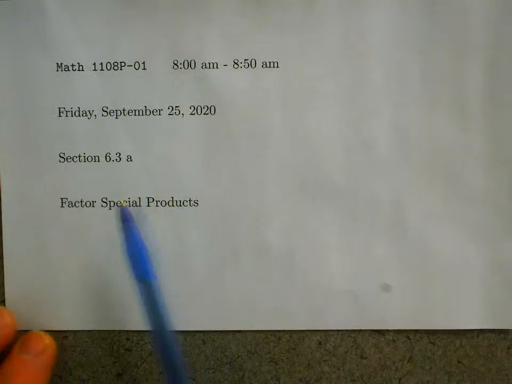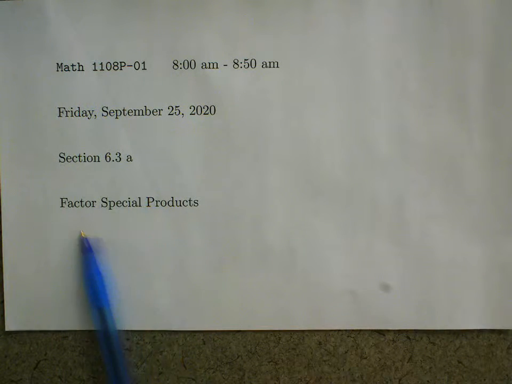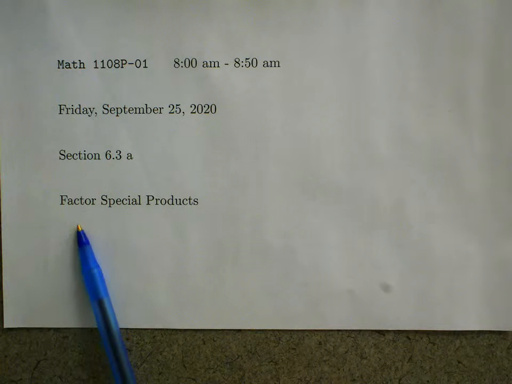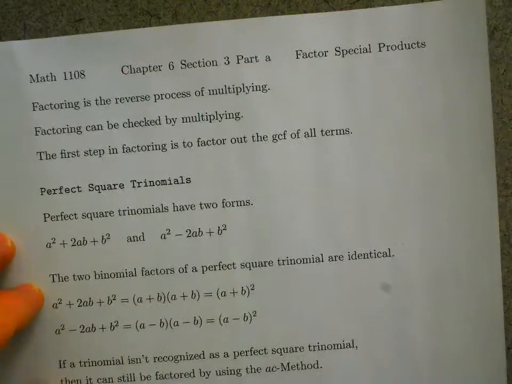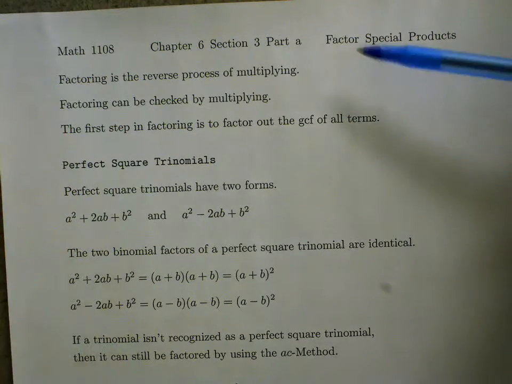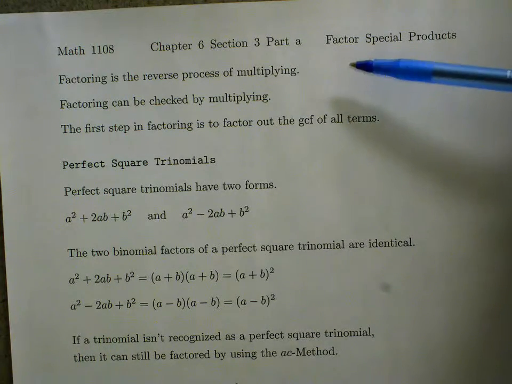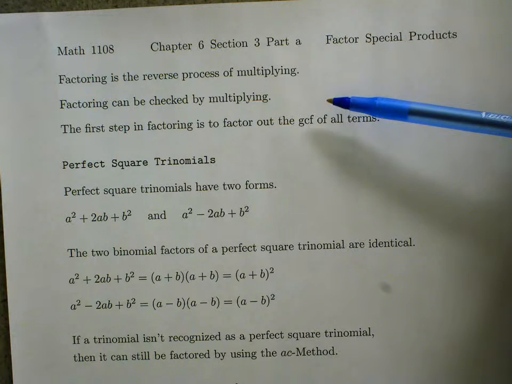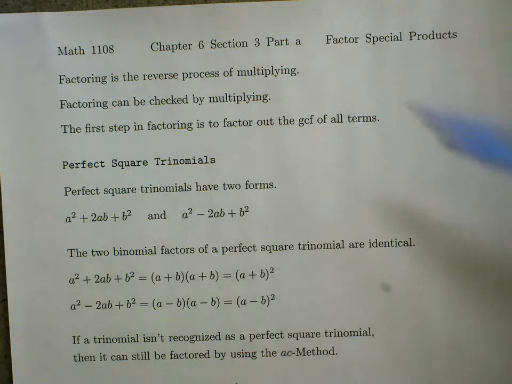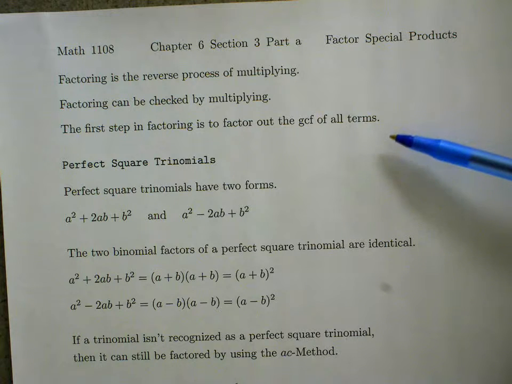Today we'll be in section 6.3a, the first part of factoring special products. So a reminder, factoring is the reverse process of multiplying, and you can check your factoring by multiplying. And the first step in factoring is to factor out the greatest common factor of all of the terms.